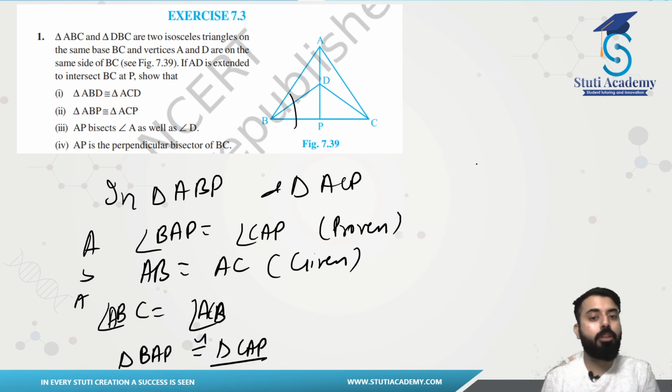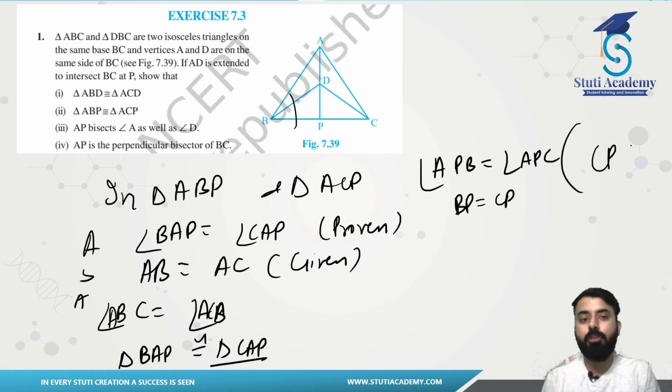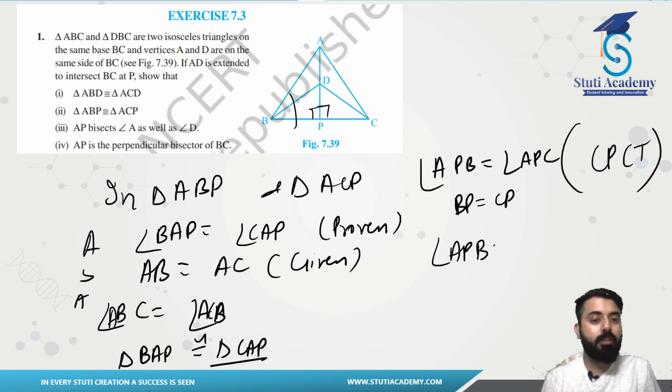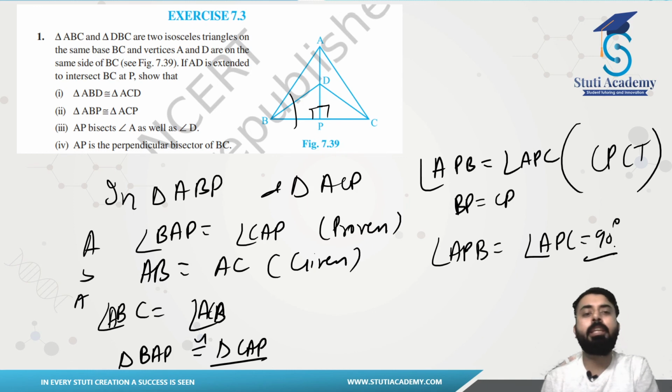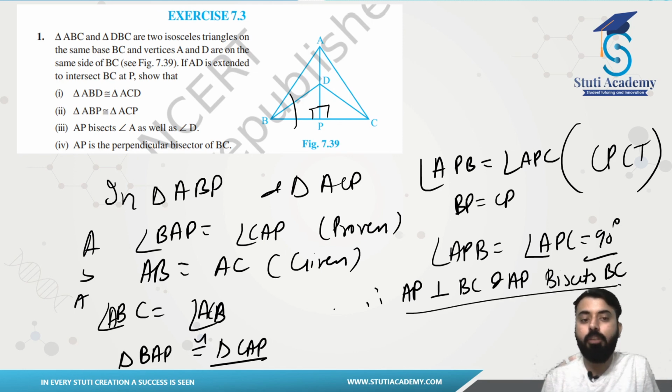So now you can say what? You can simply say angle APB is equal to angle APC, and you can say one more thing, BP is equal to CP. You guys see both of them can be proven using CPCT. I can say this angle is equal to that one. So this implies angle APB is equal to angle APC equals 90 degrees each, considering you will be taking a linear pair. So you can say AP is perpendicular to BC and AP bisects BC. So this is what we had to prove.